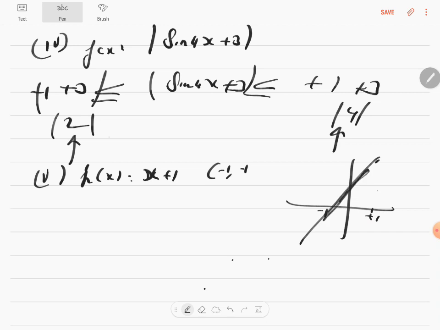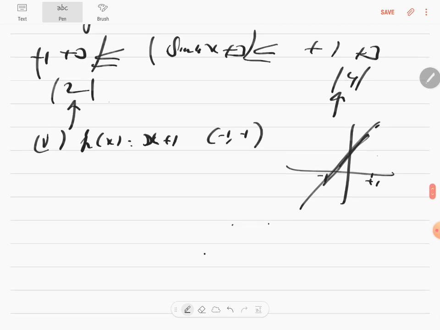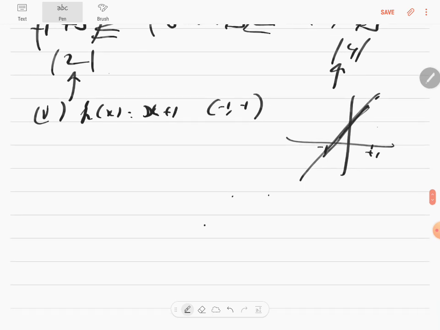We can't say, it's open bracket minus 1 to plus 1. So in between them also, it's just a linear function. Linear functions do not have a maxima or a minima. Okay, so that's about it.